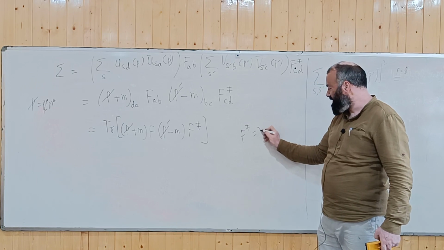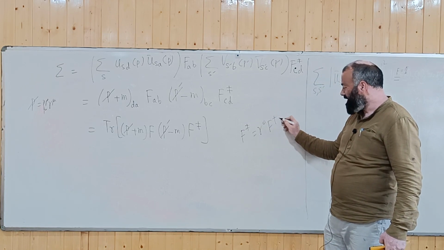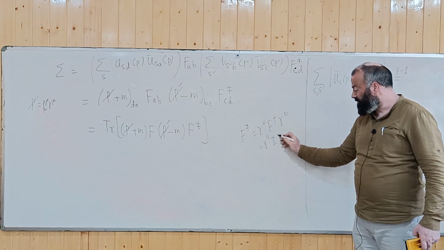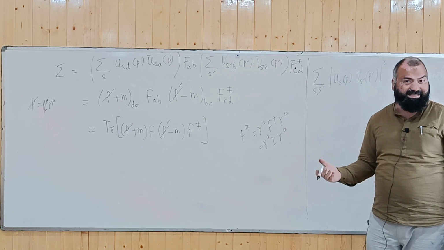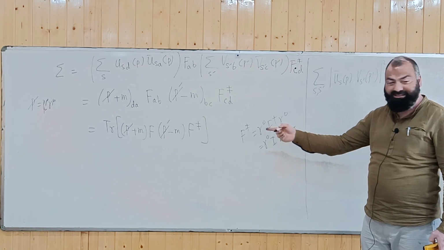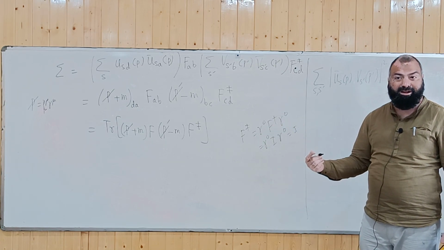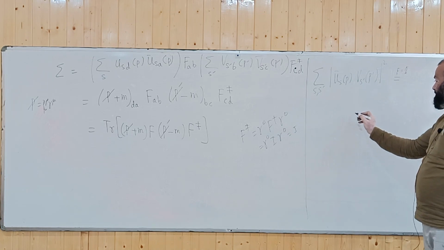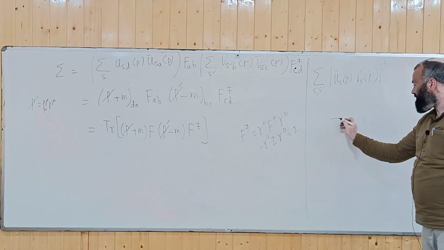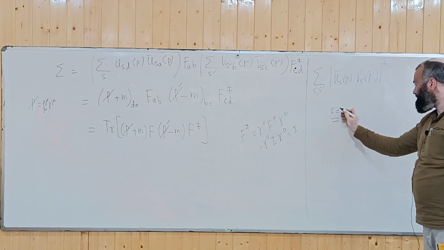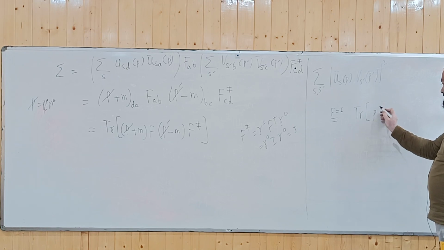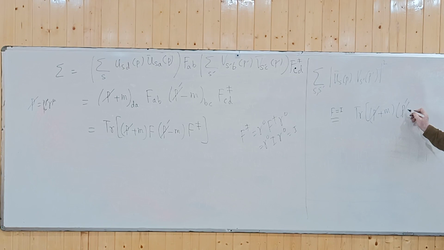F double dagger is actually gamma naught F dagger gamma naught. So this is gamma naught, identity, multiplied by gamma naught, because identity dagger is identity. So F double dagger is also identity. Therefore this sum is equal to, in our case where F is identity, simply the trace of P slash plus M and P prime slash minus M.